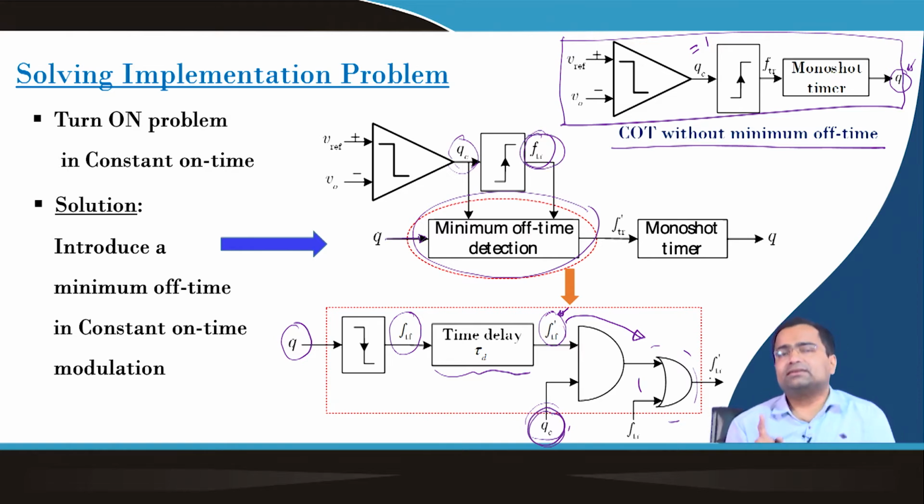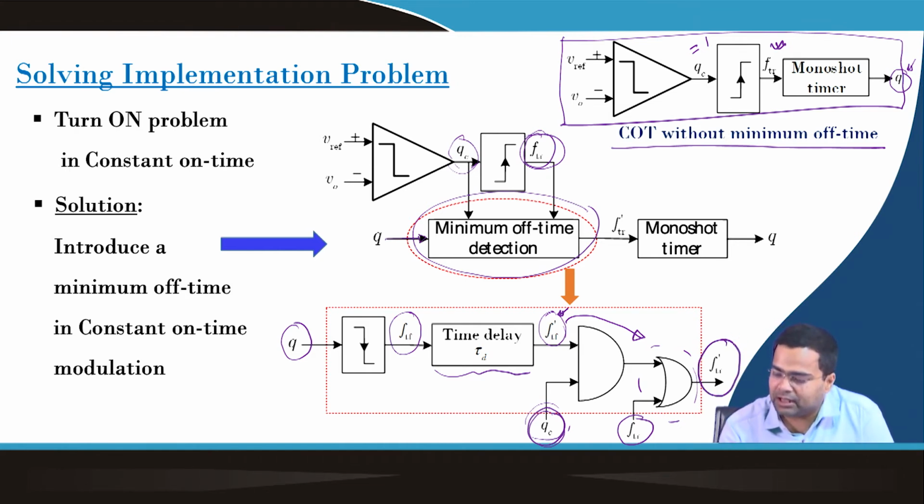ANDed means at that delayed interval it may not find any positive edge of the comparator output, but it will find a falling edge signal. Sorry, this is a rising edge signal which was originally considered here. It is ANDed with this falling edge detection, which is detected and delayed by a minimum off time, and the OR operation of this delayed falling edge signal with the rising edge signal will be my trigger pulse for this monoshot timer.